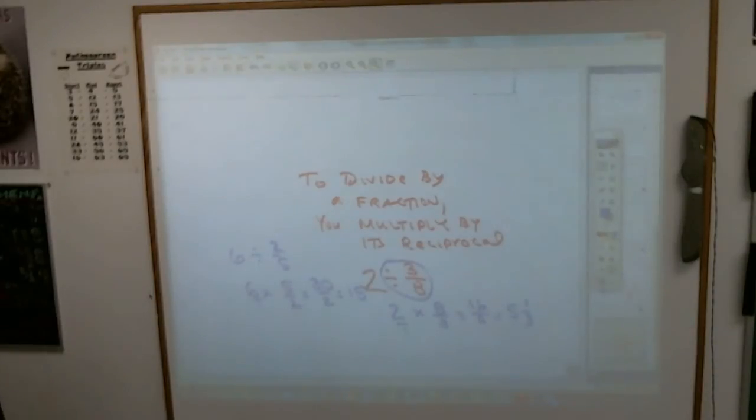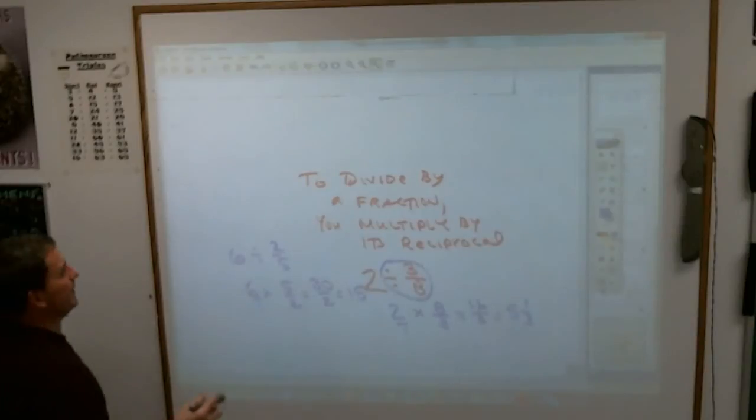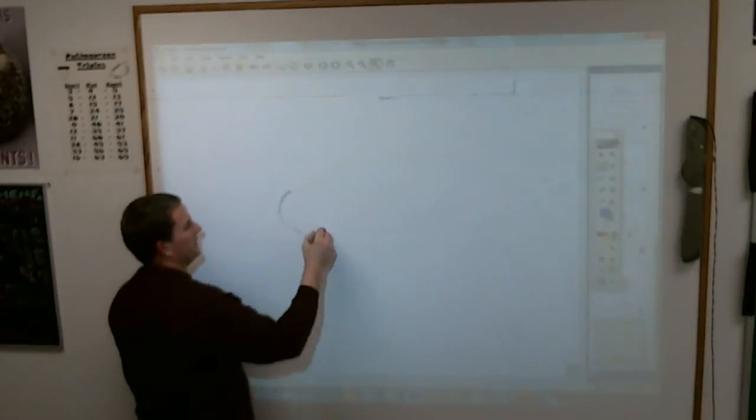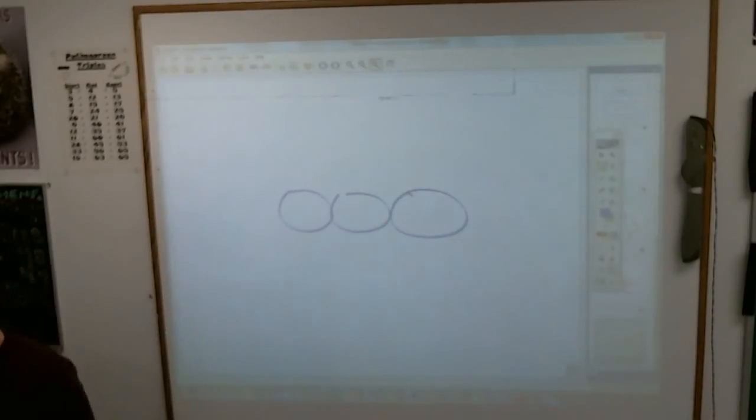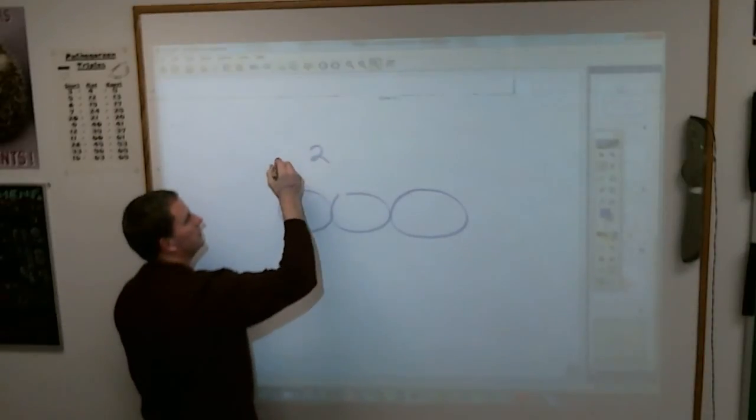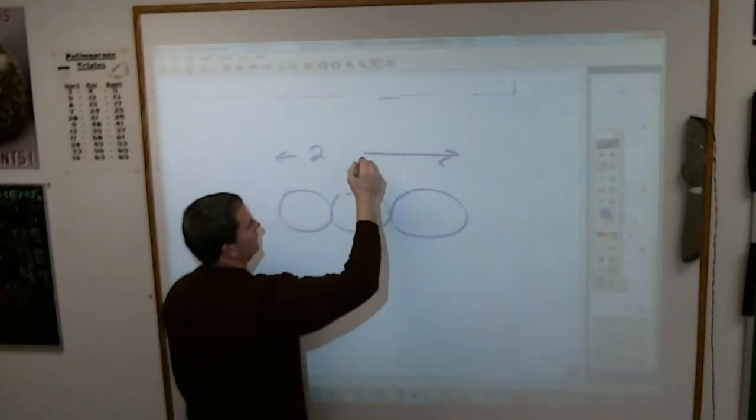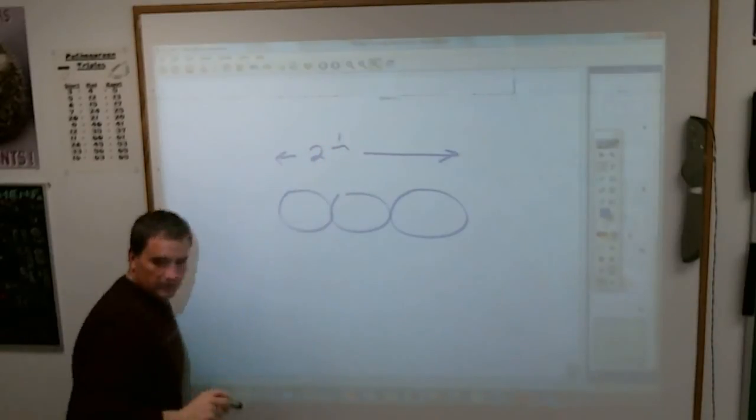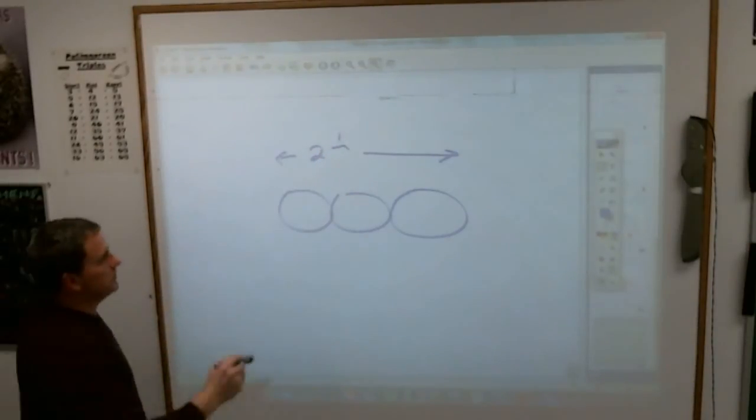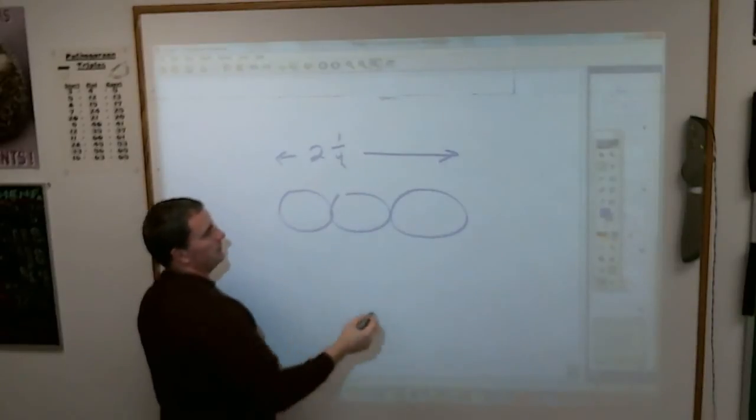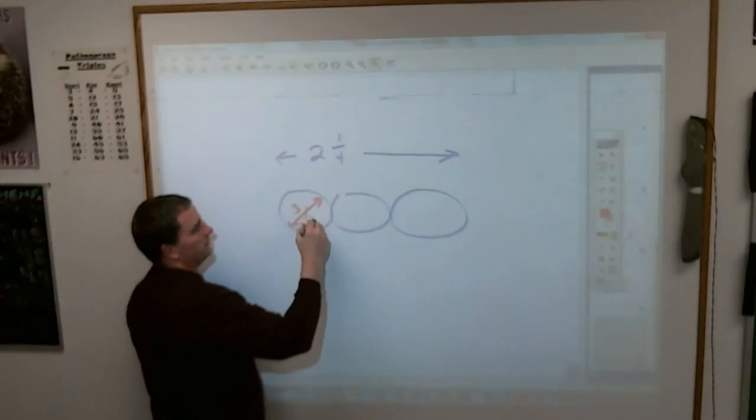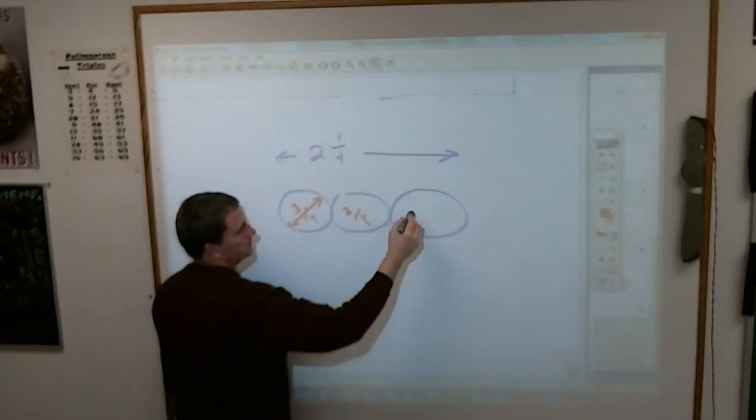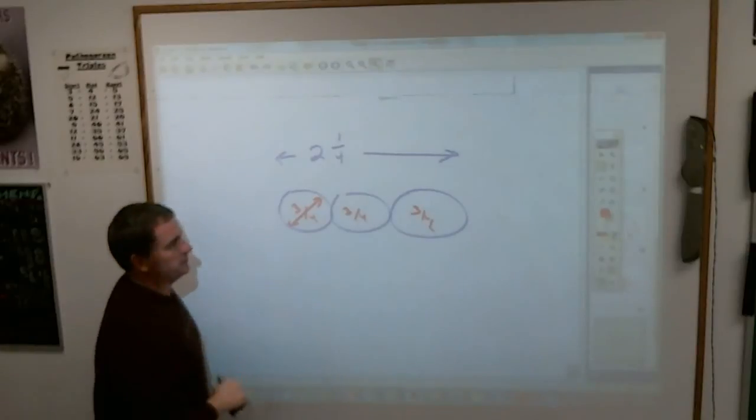Because in the book, they're going to ask you this. You have a row of pennies. You have 3 pennies, side by side by side. And that row is 2 1/4 inches long. Each penny is 3/4 of an inch. I have more than 3, by the way. This is just my example there.